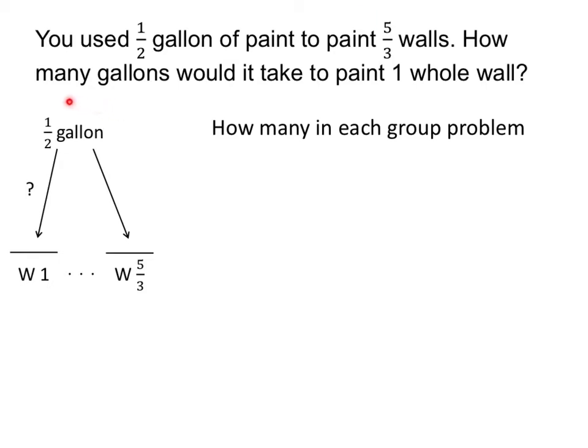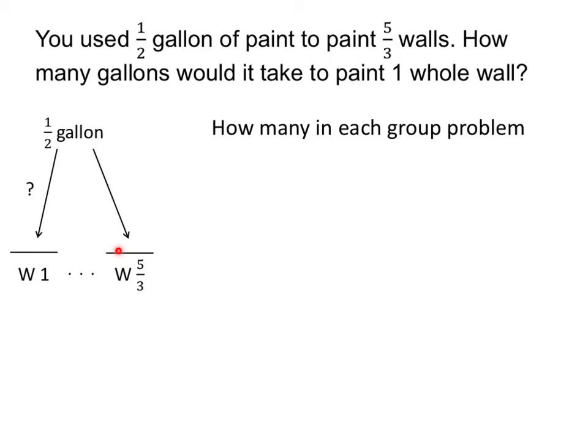And so we're going to set this problem up in the same way that we did the previous problem. In our picture here, we're going to put the total number of gallons that we used, 1/2. And then at the bottom, we're going to put the number of walls that we painted. So we painted one wall. Some of that 1/2 gallon went to the first wall. Some of the gallon went to the second wall. Some of the gallon went to the last wall, which we'll call wall number 5/3.